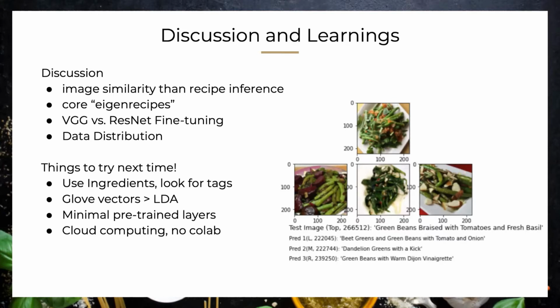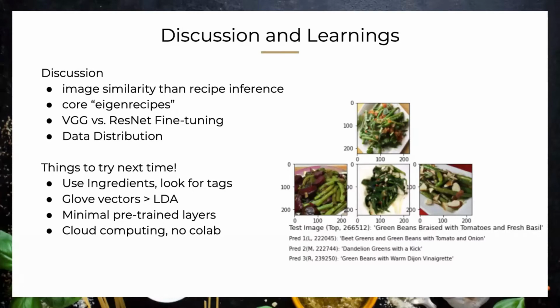VGG in our case actually performed better than ResNet. We speculate this is because the output from the ResNet pre-trained layers was too tightly clustered, all the feature vectors were too tightly clustered. And overall, our data distribution and raw data wasn't the best to work with, but we kind of expected this since we sourced it from online websites.